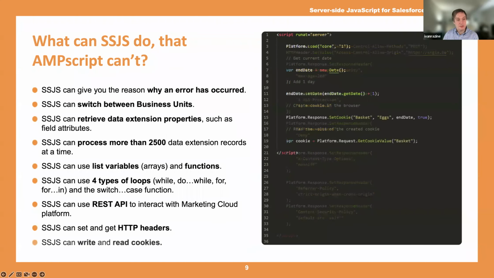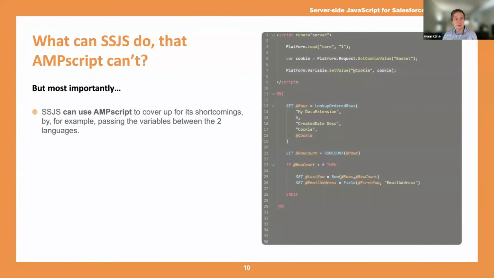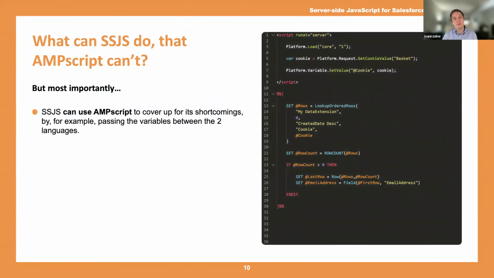And of course, server-side JavaScript can write and read cookies, which is, well, the usefulness of this is also debatable since we're going towards a cookieless world nowadays, but at least we have that functionality working at the moment that you can also use to store some information in the browser of your customer and then reuse later in some context. And most importantly, yes, server-side JavaScript can use Ampscript to cover up for its shortcomings. For example, by passing the variable between the two languages.